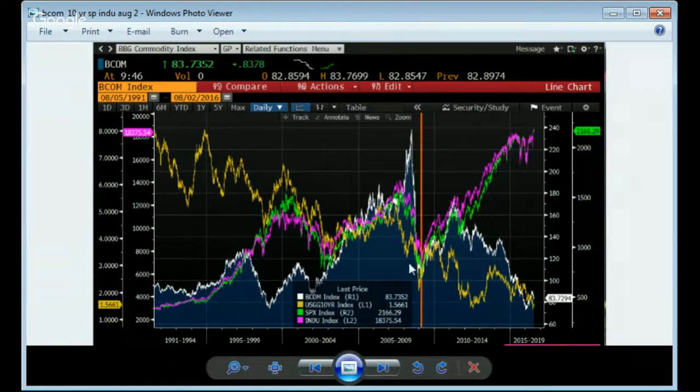Prices fall, commodities fall, equities fall, and rates fall, and bond prices rise. Rates are falling because the Fed is deliberately cutting, forcing rates down.